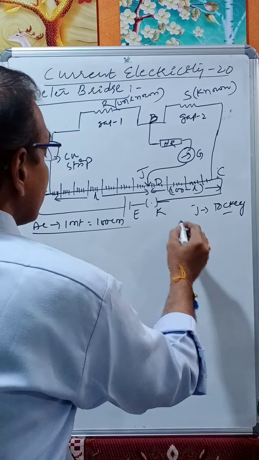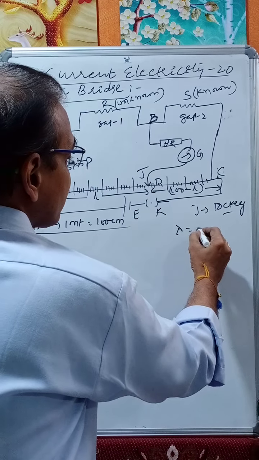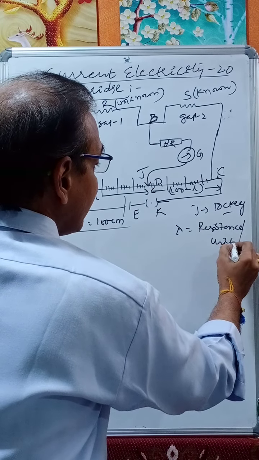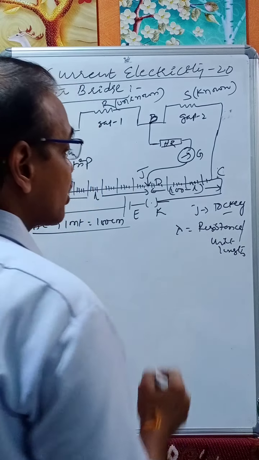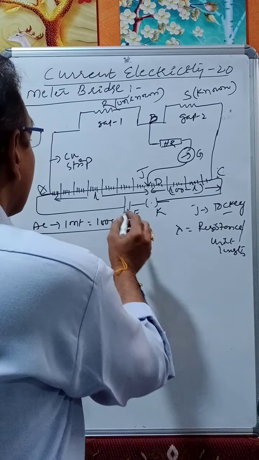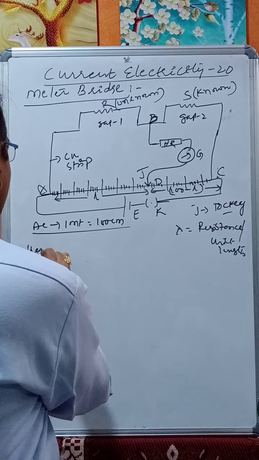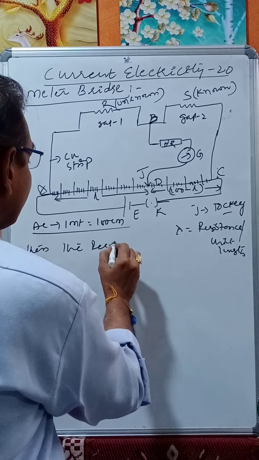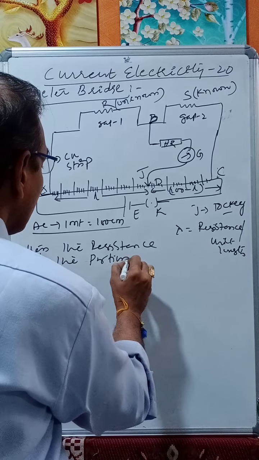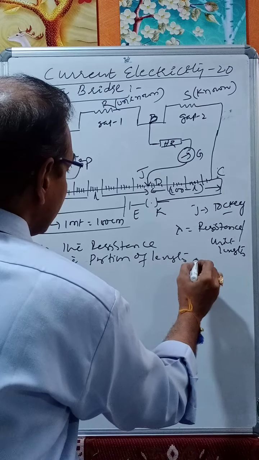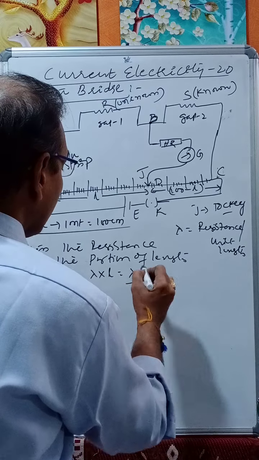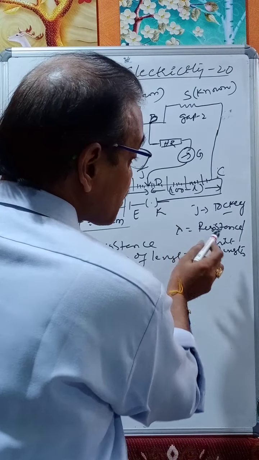Now, lambda is the resistance per unit length of the wire. Then the resistance for the portion of length L is lambda into L, that is, lambda L.